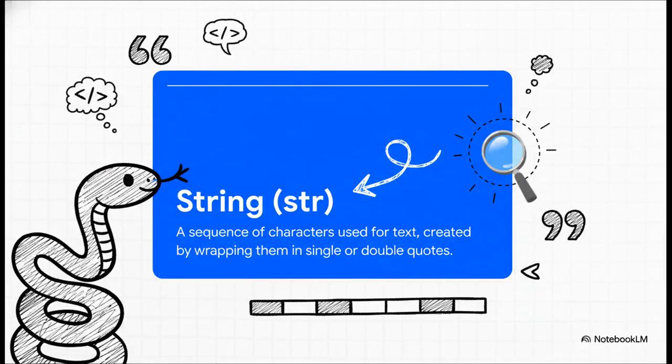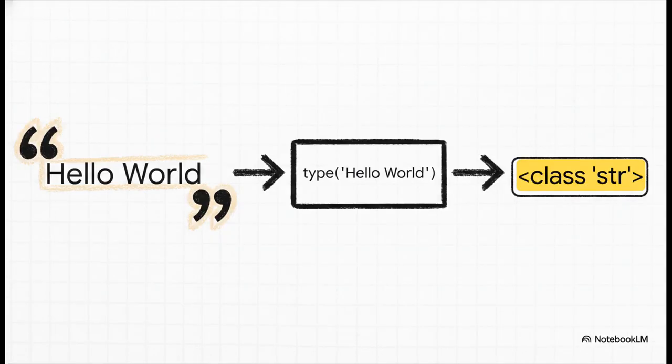All right, now for text. This is a big one. In Python, any chunk of characters inside of quotation marks, single or double, doesn't matter, is called a string. This is how we handle words, sentences, basically any text data you can imagine. And no surprise here, if we ask Python for the type of "hello world", it confirms that it's a str, which is just short for string. Those quotes are the dead giveaway.